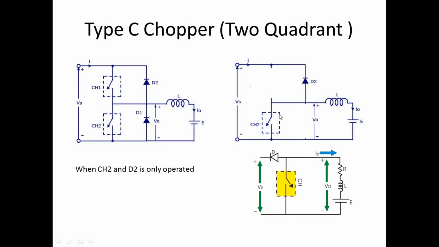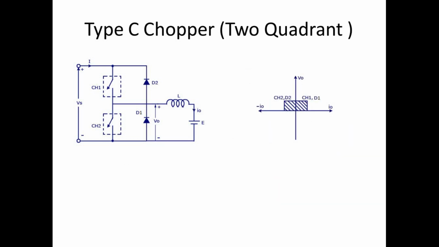So with the type C chopper, both first quadrant and second quadrant operation is possible. When CH1 and D1 are operating, we are getting the first quadrant. When CH2 and D2 are operating, we are getting the second quadrant operation. So with the type C chopper, we are getting two quadrant operation.